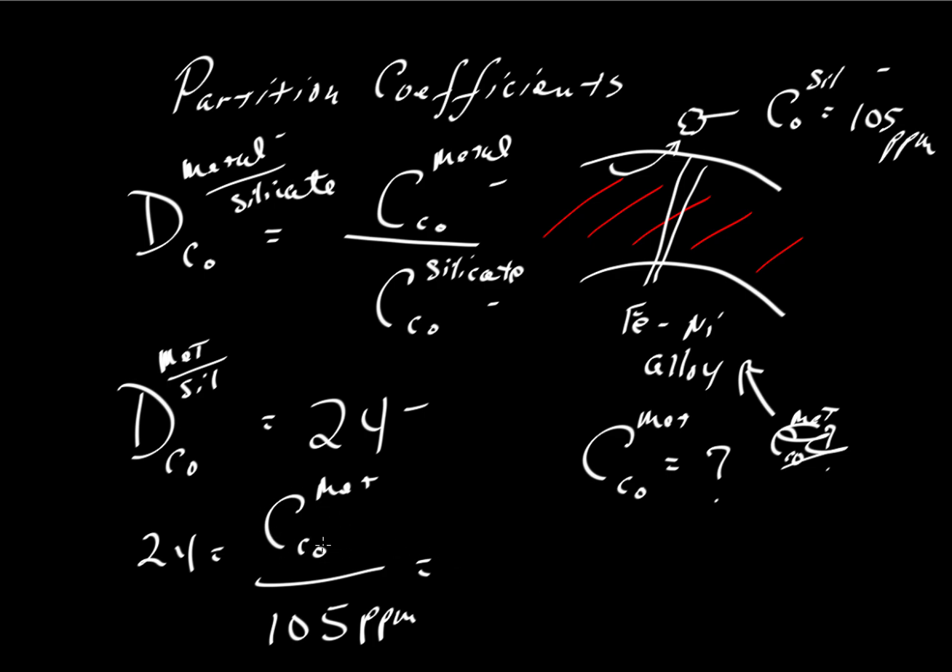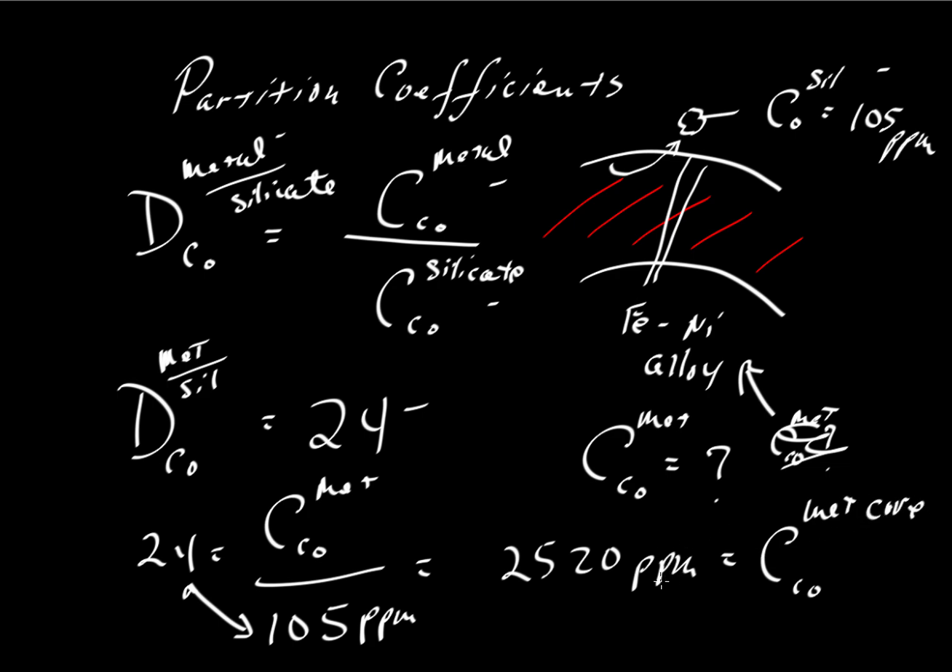And so the concentration of cobalt in the metallic core would be the product of these two numbers, and that would give us a value of 2,520 ppm. And so this would be the concentration of cobalt in the metallic core.